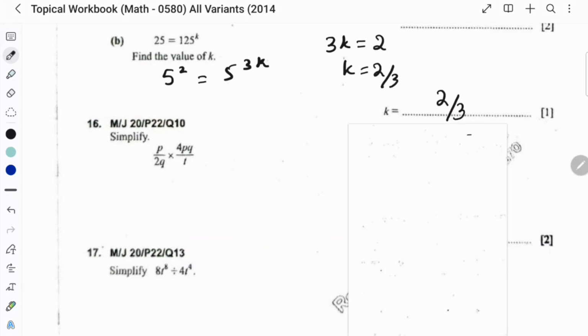Okay, now question number 16 is simply a simplification question, in which you will just cancel the numbers and find your answer. So that is 4p squared, numerator will multiply with numerator and denominator will multiply with denominator. You can see 4 and 2 cancel and you will get 2 in the numerator, and then afterwards q and q cancel, then you can have this as p square upon t only left, because q and q cancel and 4 and 2 will also cancel.